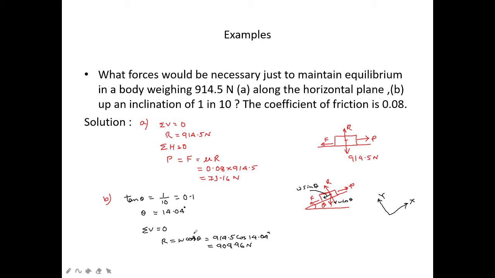Now if you apply sigma Fx equal to 0, then what you will get? You will get P equal to F plus W sin theta, that you can see from the figure. Now what is F? F is mu into R plus W sin theta.